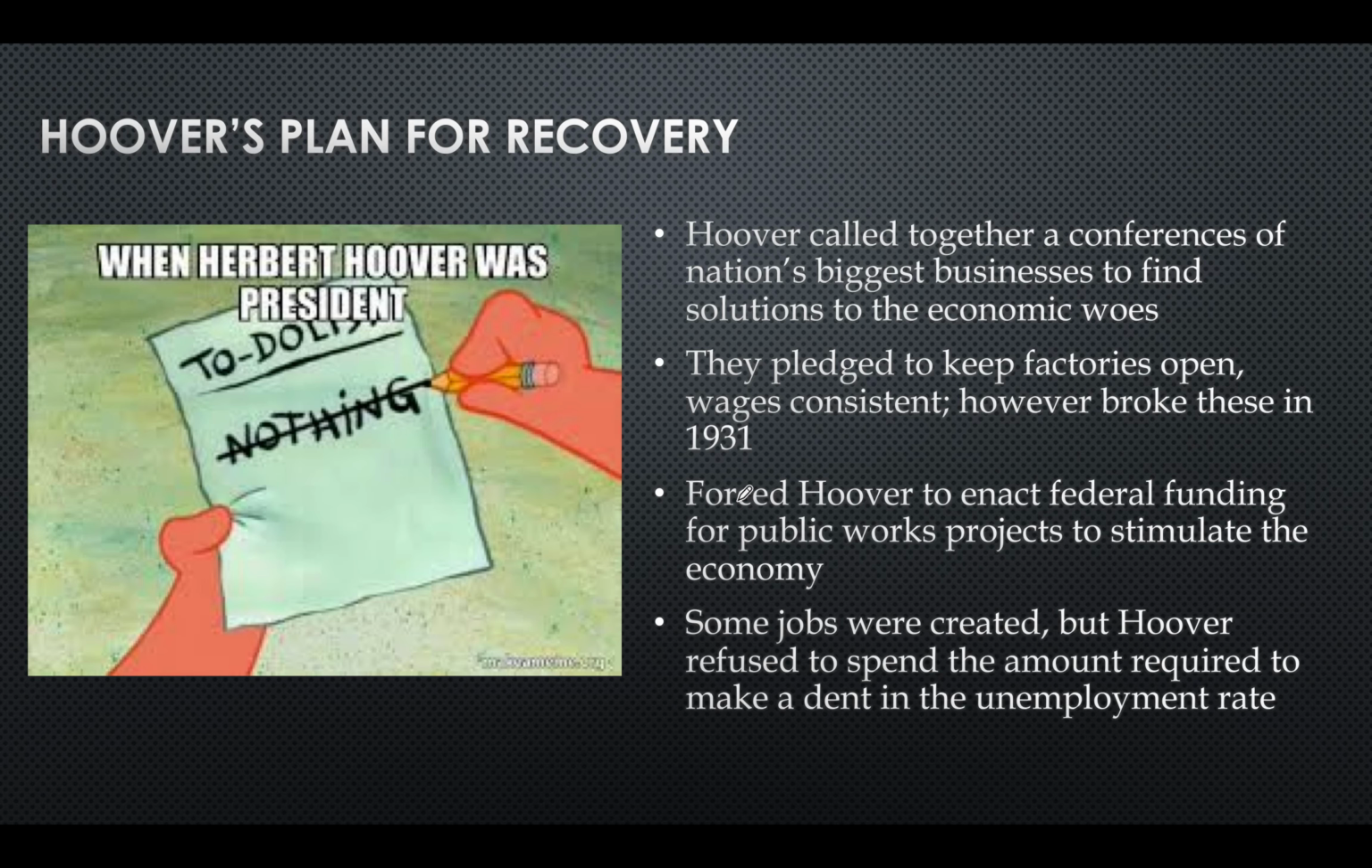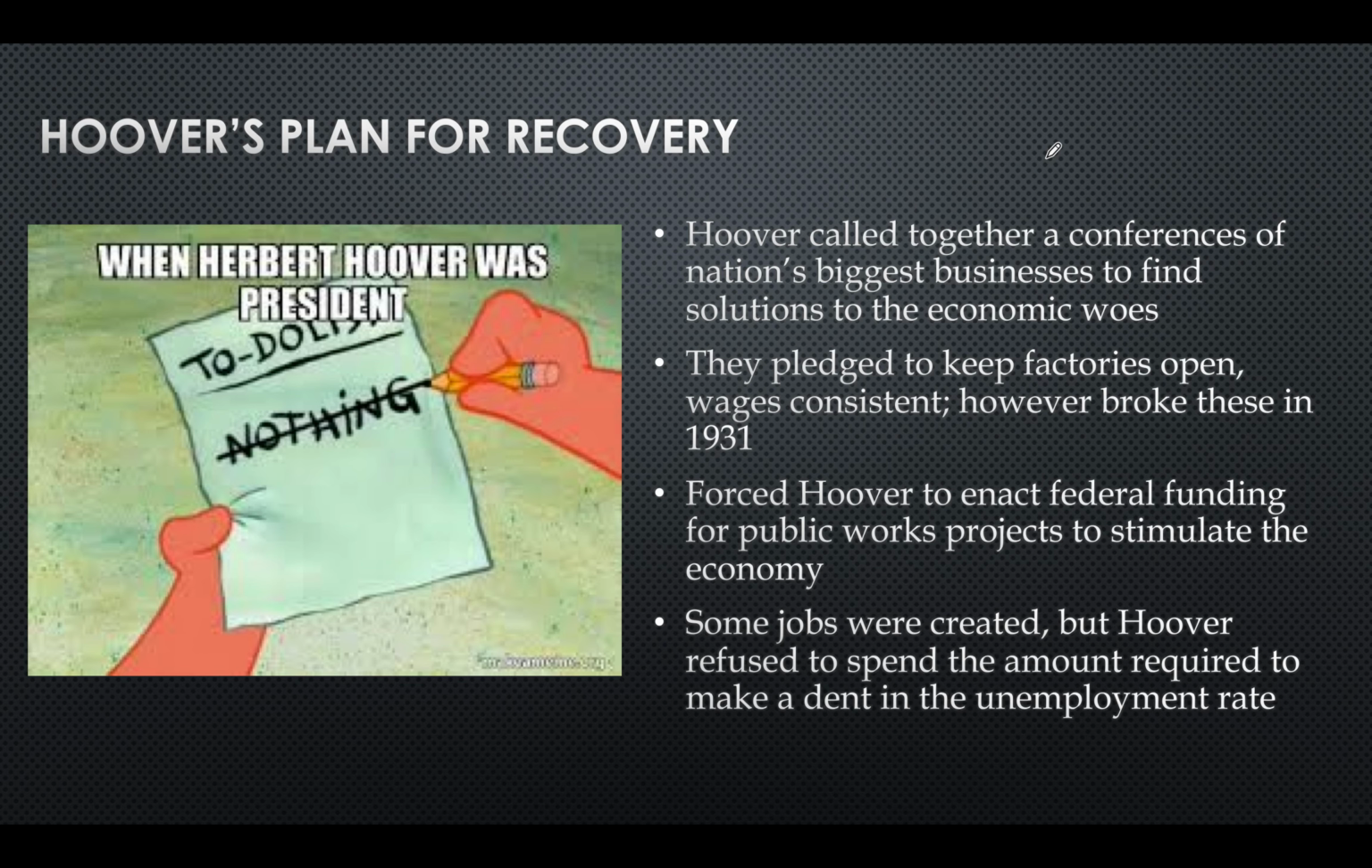Okay, so his plan for recovery was he called together a conference of the nation's biggest businessmen to find solutions of what's going on. These business leaders pledged to keep their factories open, they won't lower their wages, and they'll try to help ease the unemployment that's going on in America at this time. However, all these guys broke their promises by 1931.